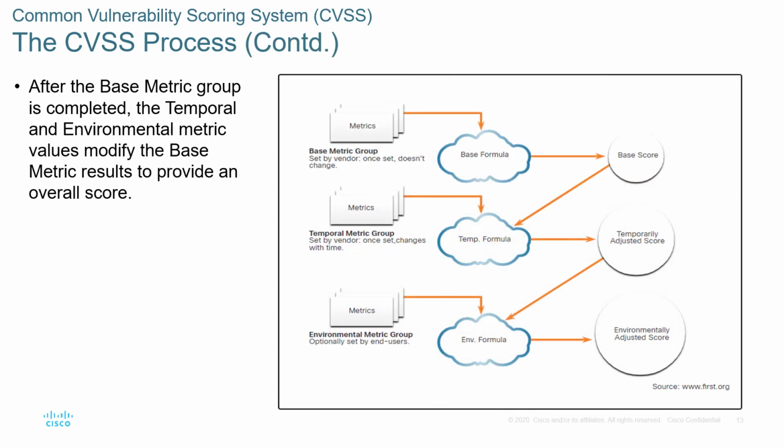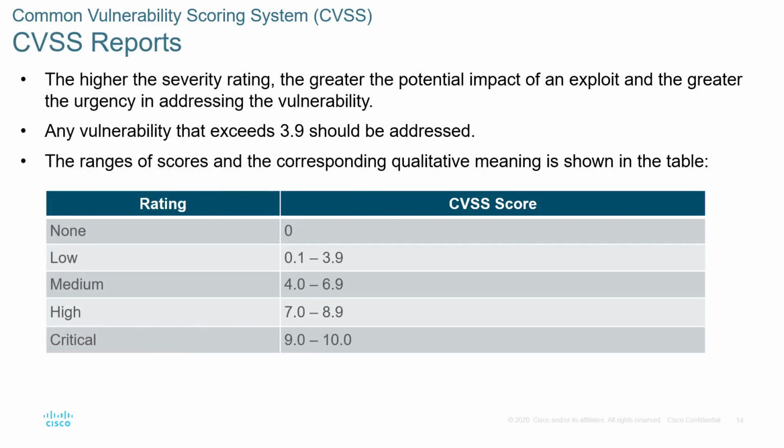So the process is we go through the metrics, we do the base formula, and we get a base score. Then we get a temporal adjusted score. Then we get an environmental based score. We'd get a score for each of the major sections, and that will give us our overall score. Our overall score will tell us what our risk is. If we are in the low range between 0.1 and 3.9, if we're in the medium range, 4 to 6.9, or if we're in the high range, that's going to be anything between 7 and 8.9, or critical is anything above 9.